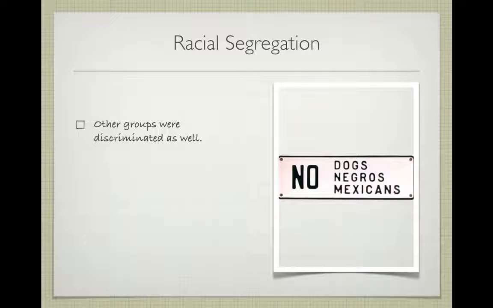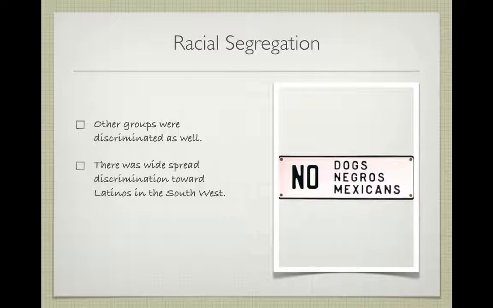Other groups were discriminated against as well. You had a large Latin American, Latino population in the Southwest, and they too were segregated. Native Americans were segregated. They weren't even considered citizens until 1924. As you can see with this image to the right, the sign says no dogs, Negroes, or Mexicans. This is an actual sign that was put on someone's door.